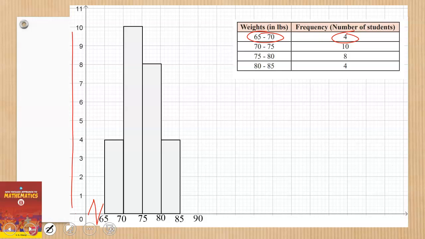Now we can call the horizontal side weight. Okay, so we can write it down here, weight, and then here becomes our frequency. Okay, frequency. So that is that.